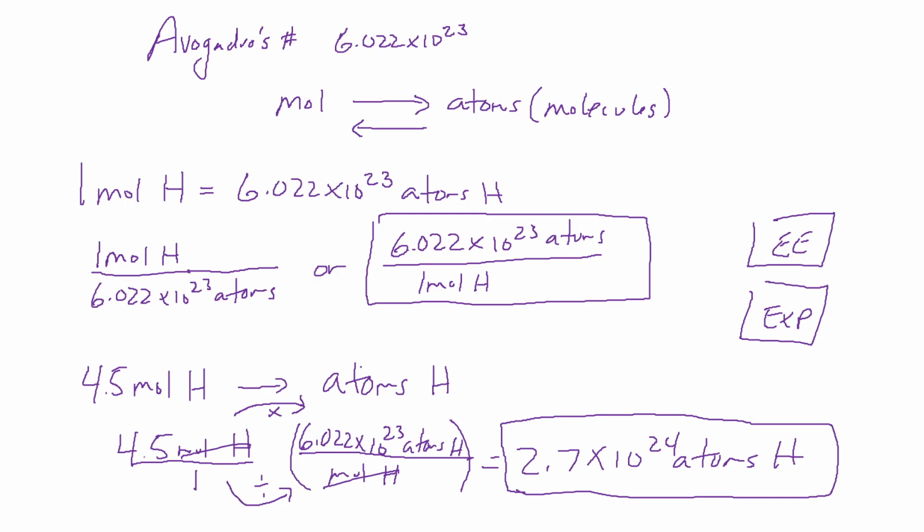Now, let's say we had something that wasn't just something off the periodic table. Let's say we had a compound, say something like water. And water is a molecule. It's also a compound. And we can also use Avogadro's number with that. We could say if we had 1 mole of water, we would have 6.022 times 10 to the 23.